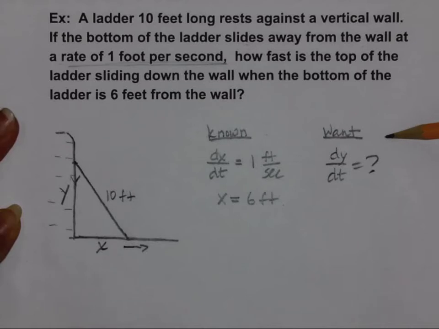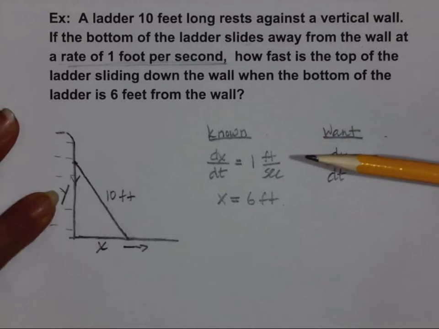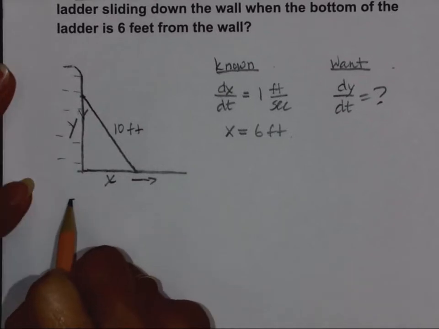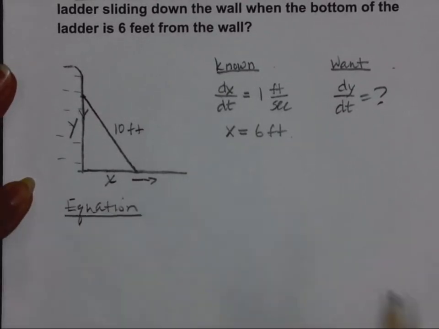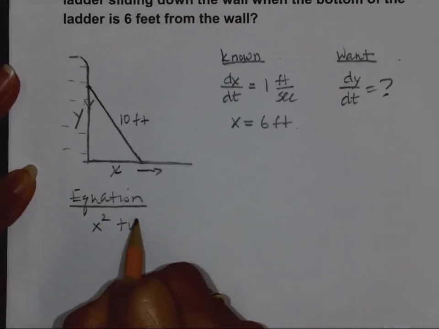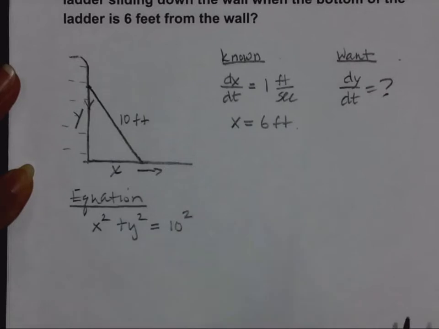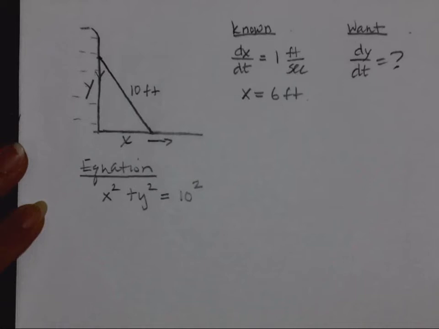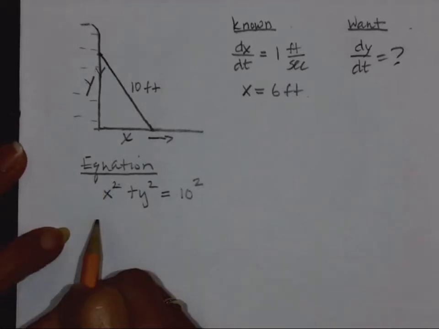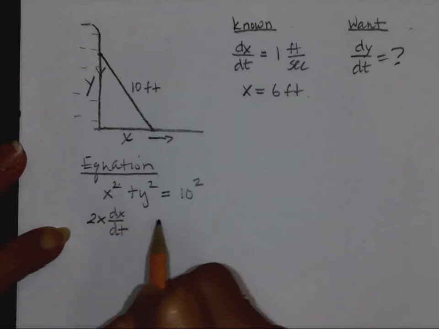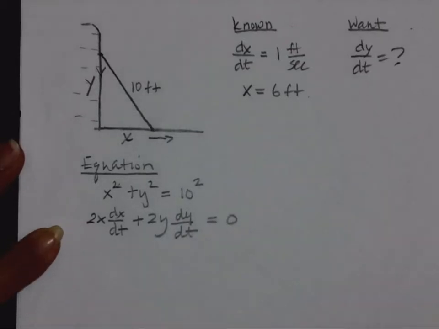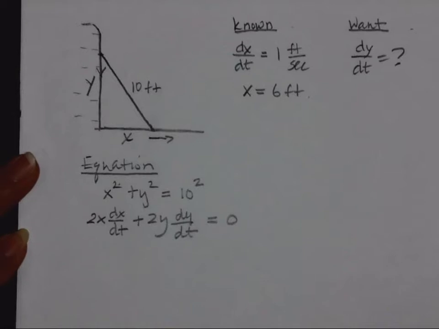Now the next thing I have to do is find an equation showing the relationship between x and y. If you notice, this is a right triangle. So the equation that I want will be the Pythagorean theorem. I have x squared plus y squared equal to 10 feet squared. This is the equation that I'm going to differentiate implicitly with respect to time. So the derivative is 2x dx/dt plus 2y dy/dt, and that is equal to 0, because the derivative of 10 squared is 0.